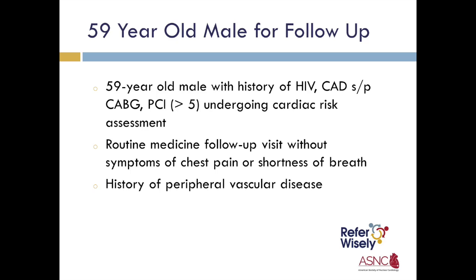This is a 59-year-old man with a history of HIV, coronary artery disease with a past history of coronary artery bypass grafting, as well as a percutaneous intervention greater than 5 years ago, who's undergoing cardiac risk assessment. He presented to the office for routine follow-up without any exertion-related symptoms of chest pain or shortness of breath. He does, however, have a history of peripheral vascular disease.